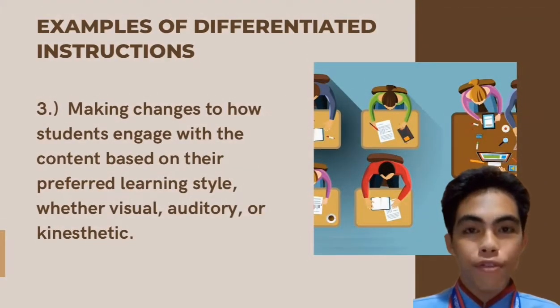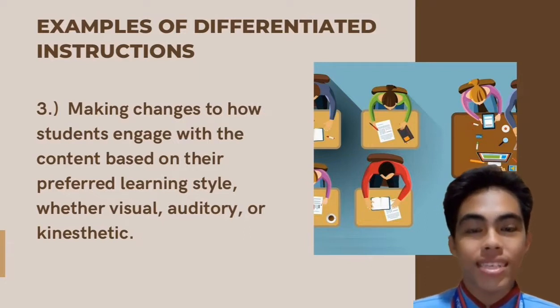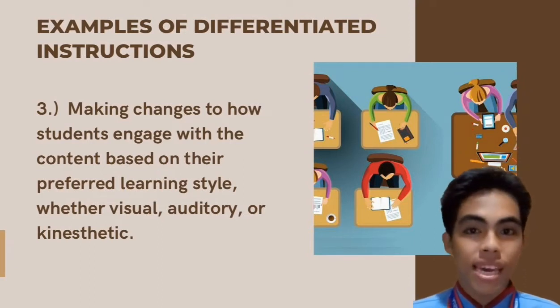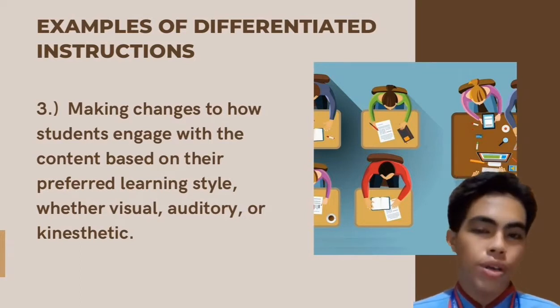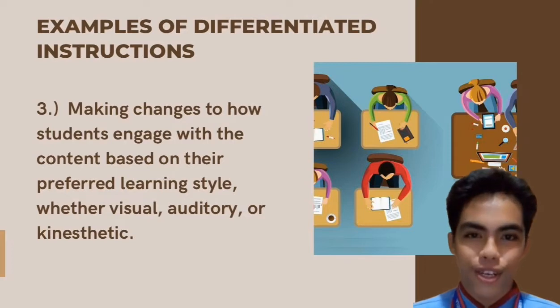The third way for educators to differentiate instructions is by making changes to how students engage with the content based on their preferred learning style, whether visual, auditory, or kinesthetic. Every learner has their own unique way of learning new things and ideas. Let them be free to choose what learning style they want to showcase, because surely it can help them in understanding the topic. Differentiating the learning process by learning style could be providing written material for visual learners, audiobooks for auditory learners, and interactive assignments for kinesthetic learners.